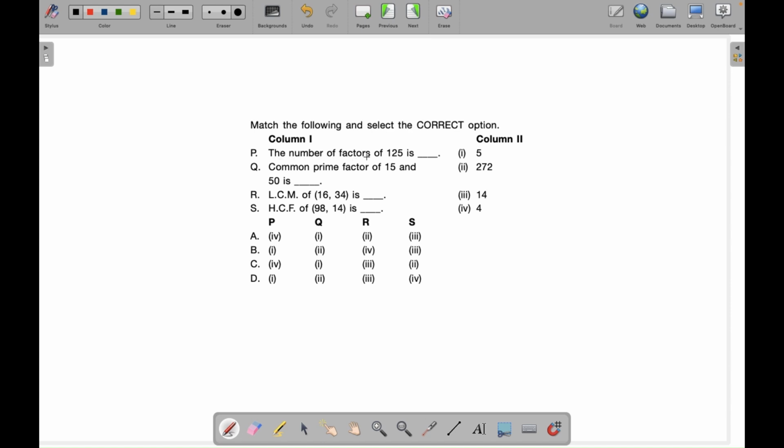The number of factors of 125. We'll start solving each of them, and then later we'll see if there is any pattern that will help us to solve this quickly. The number of factors of 125 is.